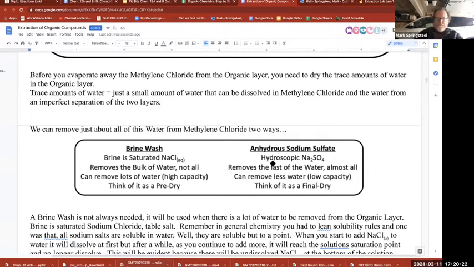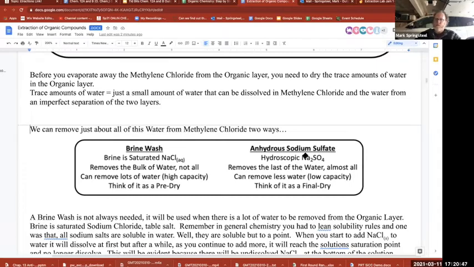Absorbs water from the environment it is in. Yeah, that's right. So if you take some sodium sulfate and set it on the counter, even moisture in the air will start to stick to it. It can hold, I think, usually 6 or 10 water molecules per sodium sulfate. So this is really good at removing the last little traces of water.